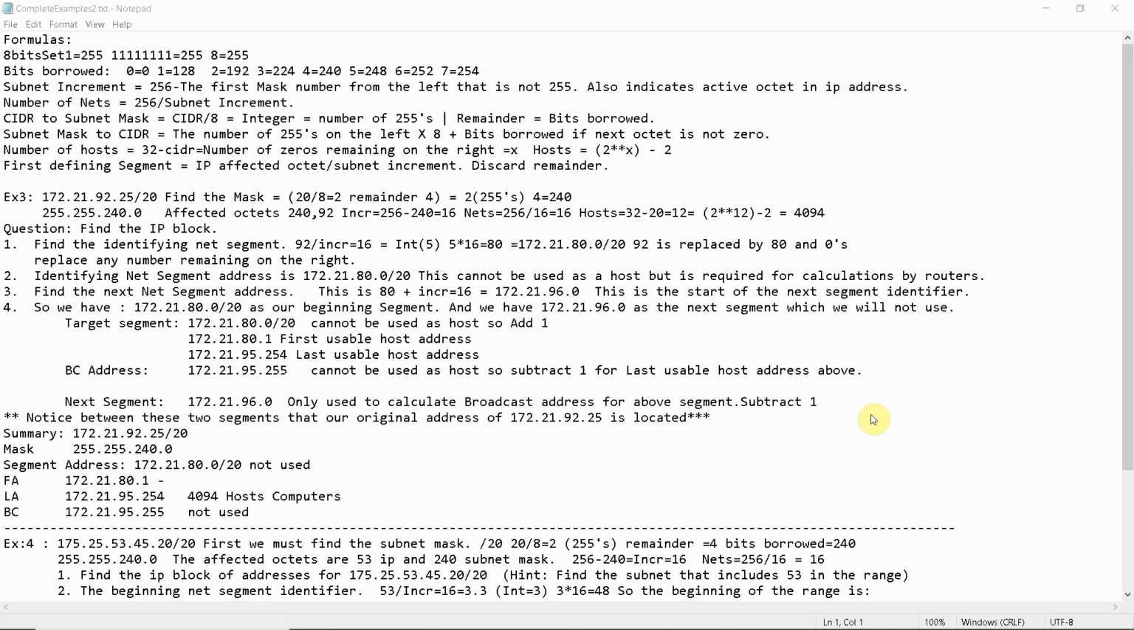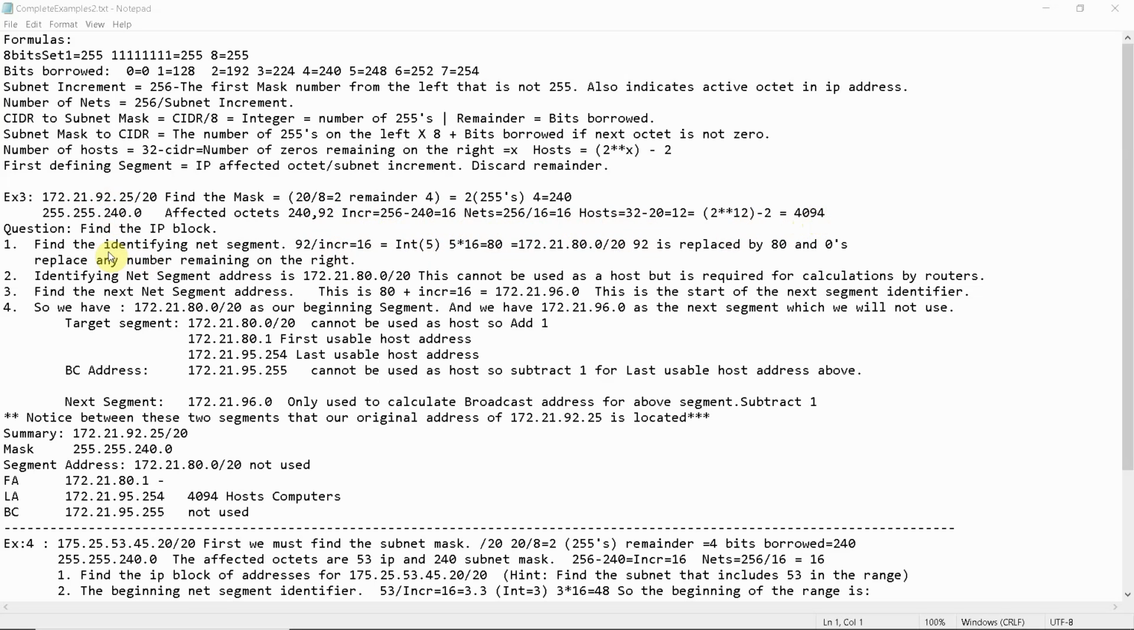So continuing on, here we go to example 3. Very quickly, we just need to find the mask. Remainder 4, 2 to the 4 equals 16, 256 minus 16 is 240, so you got it already. Effective octets, what are they? What's different here, left to right? 240. Third one, up here, third one. So 92 and 240 are your effective octets. Find our increment really quickly, 16. Our nets are 16 also. The hosts are 2 to the 12, and it equals 4,094.